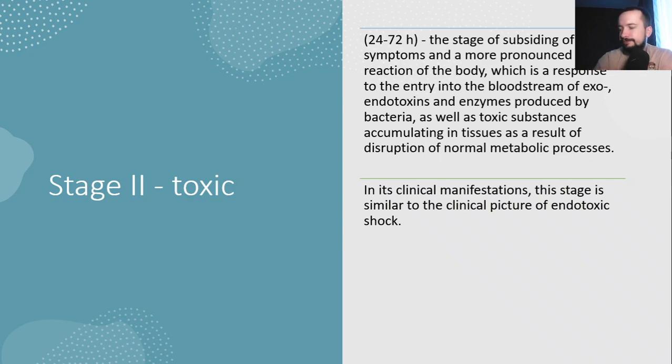Stage 2. Toxic (24-72 hours). The stage of subsiding of local symptoms and a more pronounced general reaction of the body, which is a response to the entry into the bloodstream of exo- and endotoxins and enzymes produced by bacteria, as well as toxic substances accumulating in tissues as a result of disruption of normal metabolic processes. In its clinical manifestations, this stage is similar to the clinical picture of endotoxic shock.